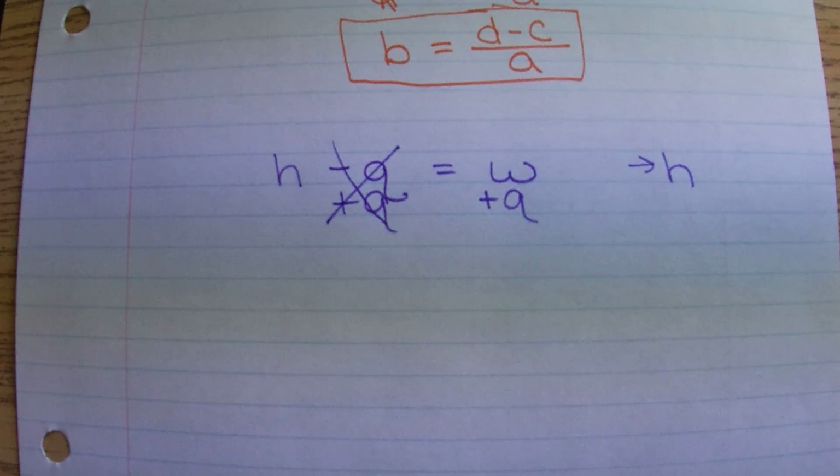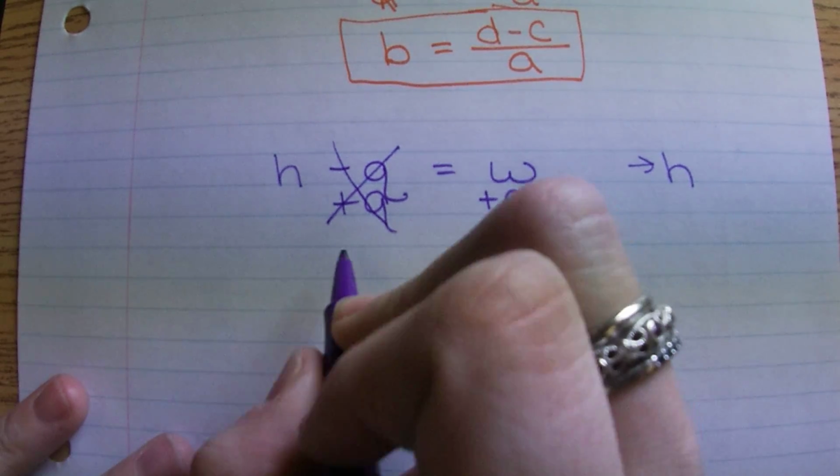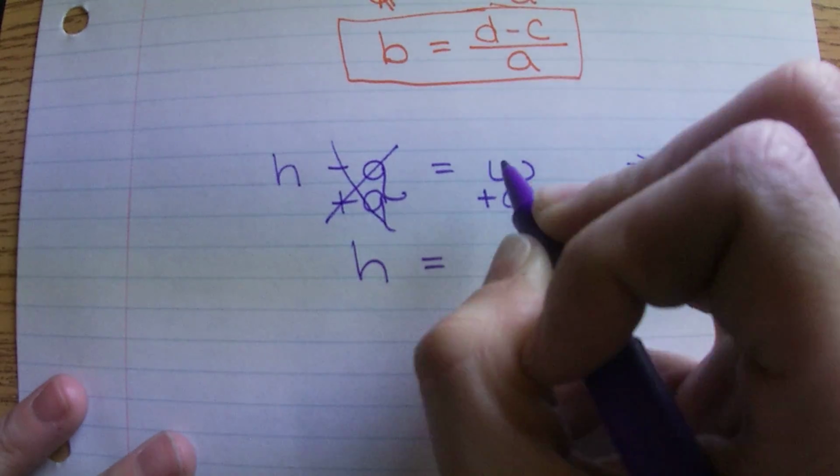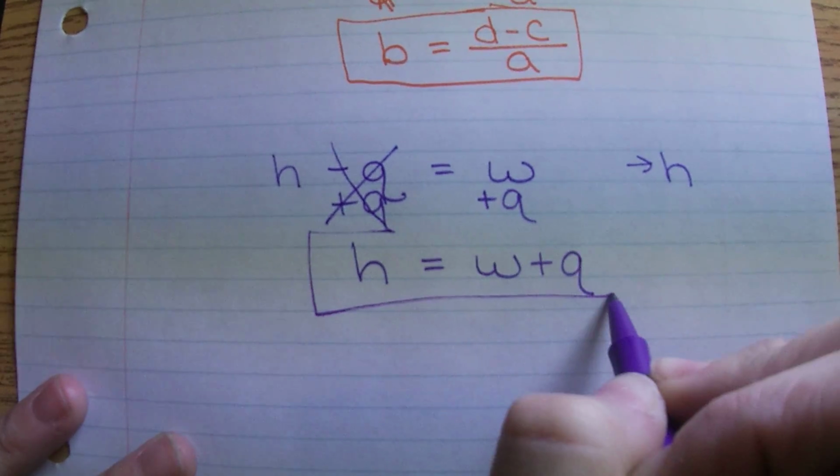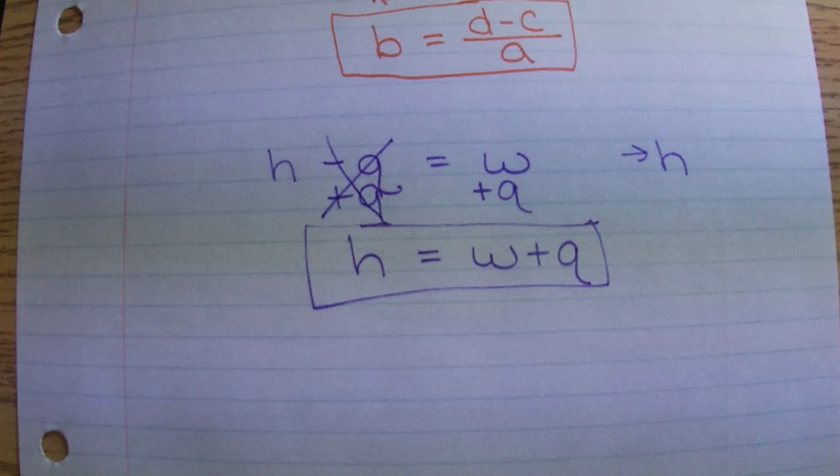My Q's will cancel out. W plus Q just stays as W plus Q. I have H by itself, so that is my final answer.